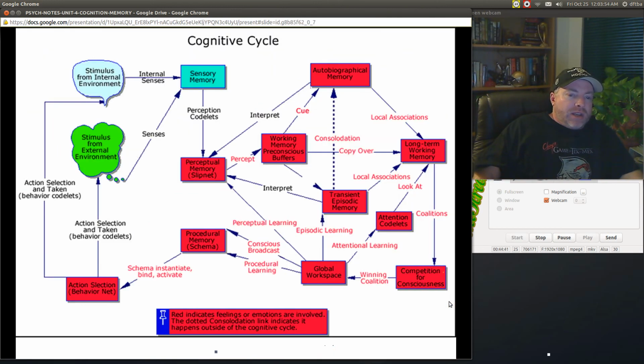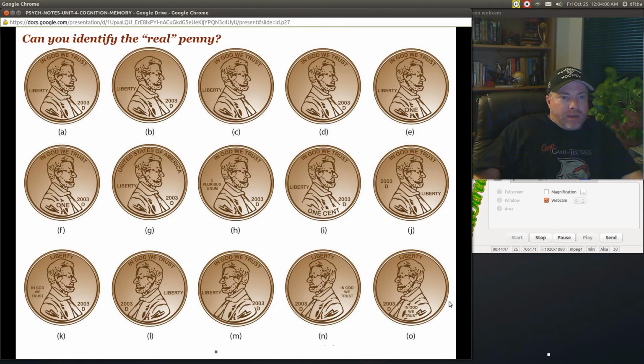Here's another look at the cognitive cycle. You can pause this and check it out, but it goes through maybe in a more in-depth way than we've looked at before. Here is a penny. There is a penny on that list from A to O that is correct. I want you to pause it and study this and see if you can figure out which one is the right penny, and write down the letter in your notes, and then unpause it here in just a second, and we'll tell you.